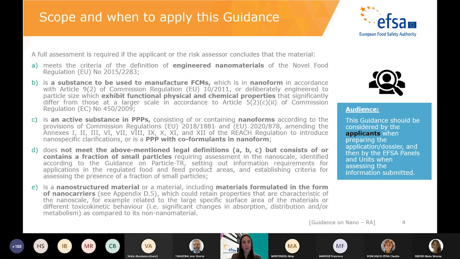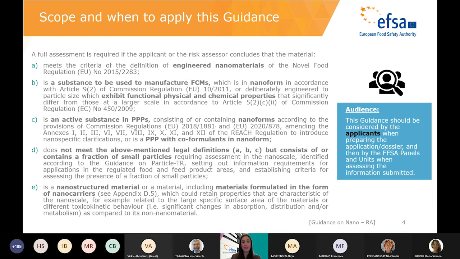This slide presents the scope and when this guidance should be applied. A full assessment addressing the properties at the nanoscale is required if the applicant or the risk assessor concludes that the material meets the criteria of the definition of engineered nanomaterials of the Novel Food Regulation, is a substance to be used to manufacture food contact materials which is in nanoform, or deliberately engineered to particle size which exhibit functional, physical, and chemical properties that significantly differ from those at a larger scale.